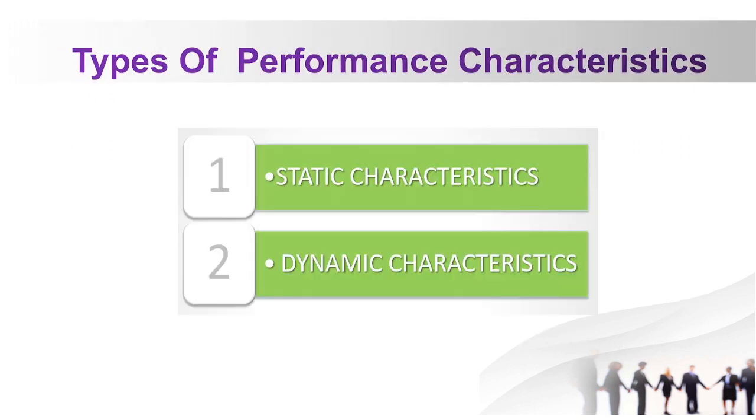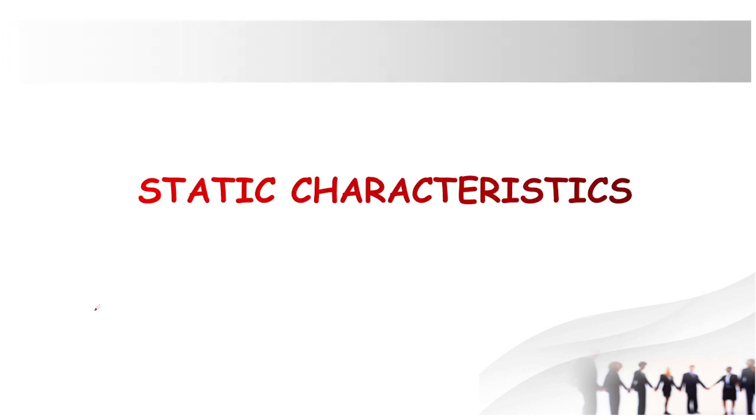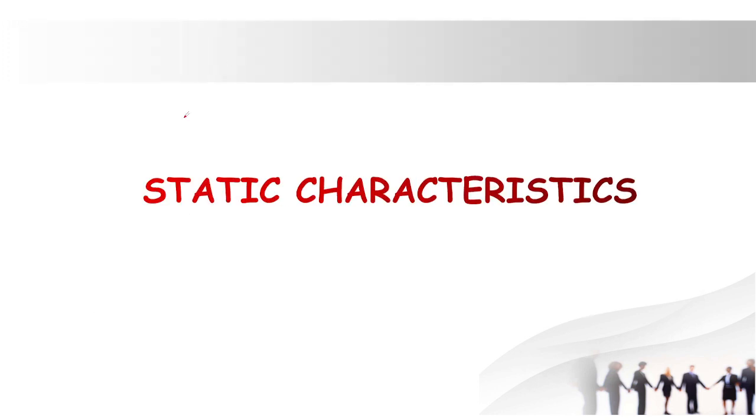There are two different types of performance characteristics in transducers: one is static characteristics and the second one is dynamic characteristics. Static characteristics are those where the measurement, that is the input we send, varies very slowly with respect to time and constants. Whereas in dynamic characteristics, it varies very rapidly with respect to the measurements or the inputs we have given. So this is the basic difference between static and dynamic characteristics.